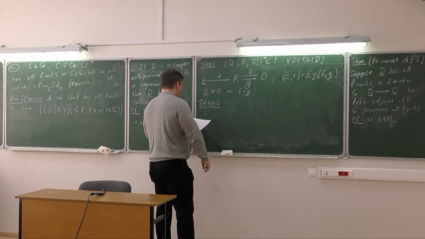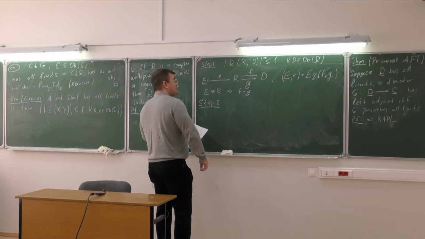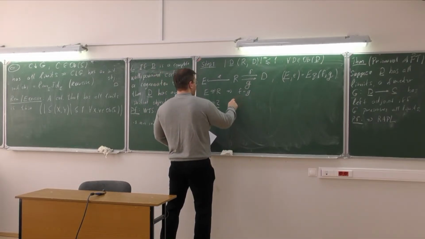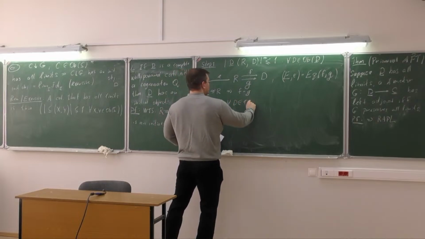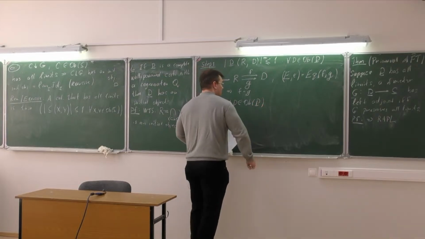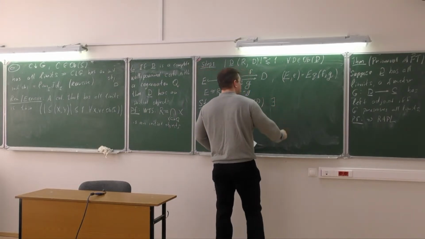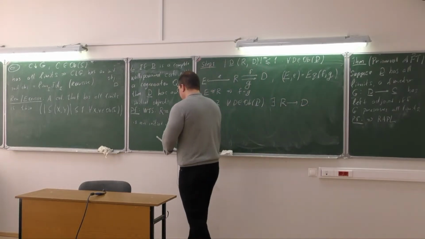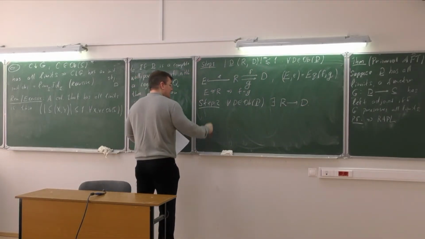So in step 2, I need to show that there is at least one map. So I take, as before, a formulation of step 2: for any D, which is an object in the category D, there is a map from the R to D. So I can take this D.